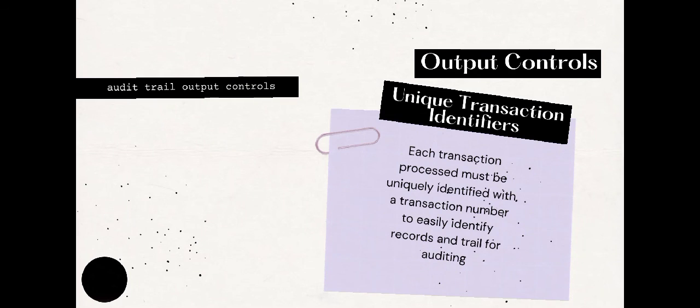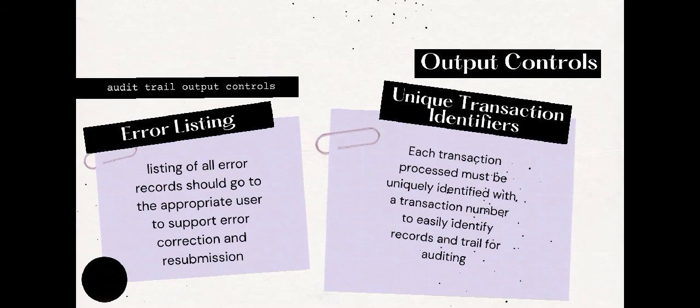Fifth is the unique transaction identifiers, where each transaction processed by the system must be uniquely identified with a transaction number to easily identify records and trail for auditing. Sixth, error listing, a listing of all error records should go to the appropriate user to report error correction and resubmission.